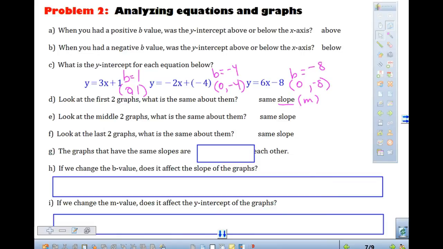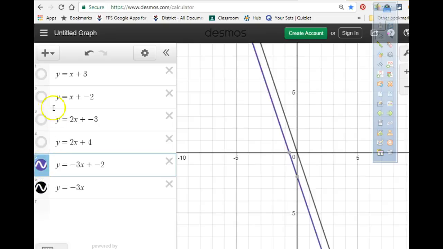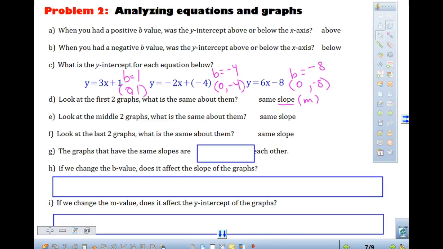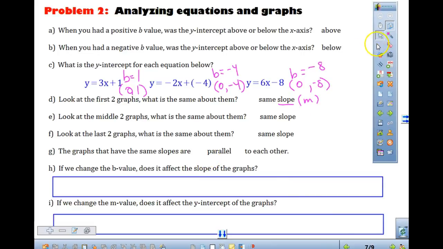And what's nice is if you wanted to, and you only wanted to look at two of them at a time, we can look at those last two by just clicking on that once I have all three of them, right? All six of them. So the next question says, the graphs that have the same slopes are blank to each other. I've heard many of you use the word. They are equal. No, that's not the word I'm looking for. Parallel. I heard it many times earlier. They were all parallel. Okay? So please write that word in your box. Parallel.